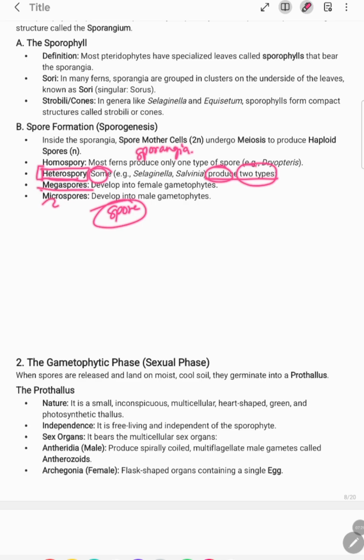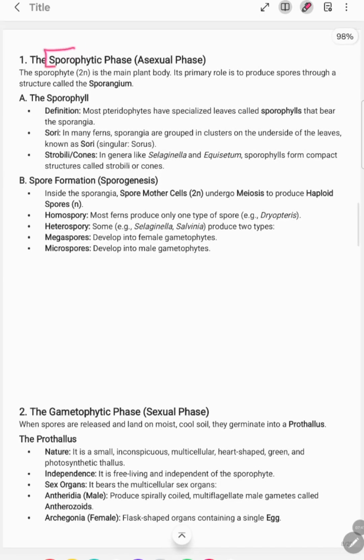These are your megaspore and the microspore. The megaspore will develop into the female gametophyte and the formed microspore will develop into the male gametophyte. I hope we are clear with this point of the sporophytic phase of the pteridophytes: the sporophyll, sori and strobili, homospory, heterospory, megaspores and microspores, and also your spore mother cell.